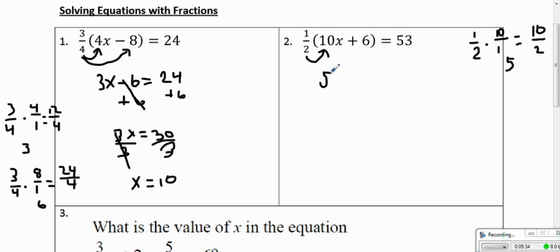What's actually happening? Half times any number is half the number. You're halving the number. It's like dividing by 2. You could do the same thing with half times 6, but half times 6 is half of 6, which is 3. So distributive property again, and it's 3. And then you have a nice, easy problem.